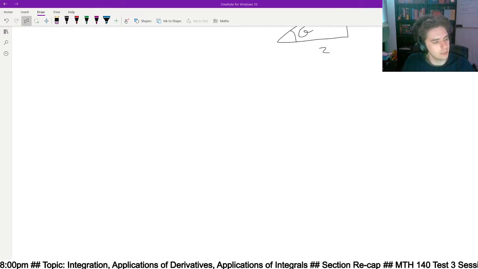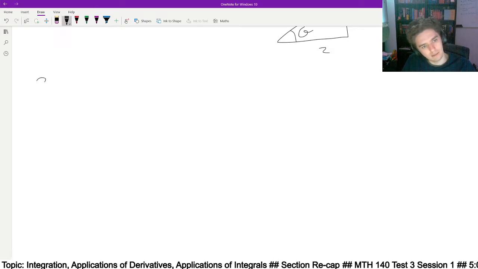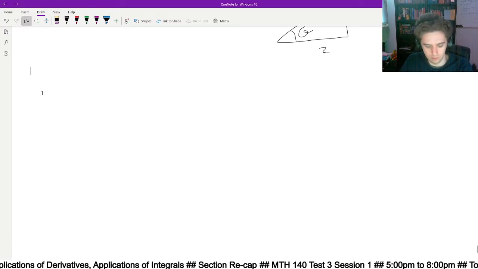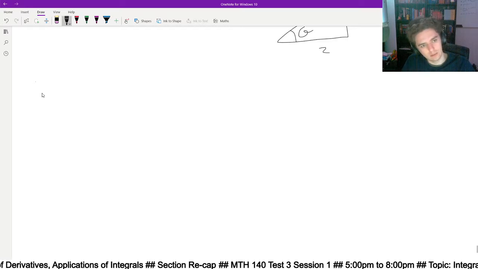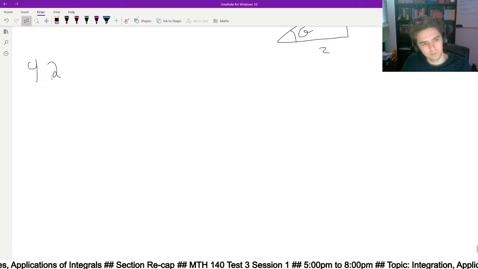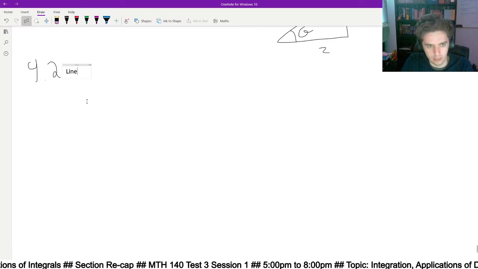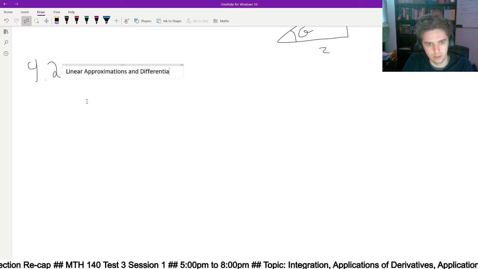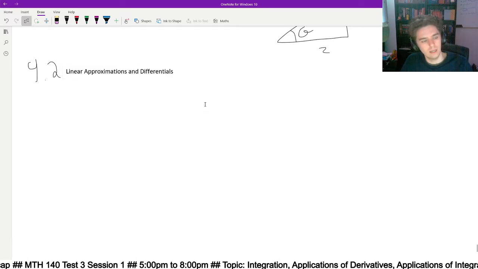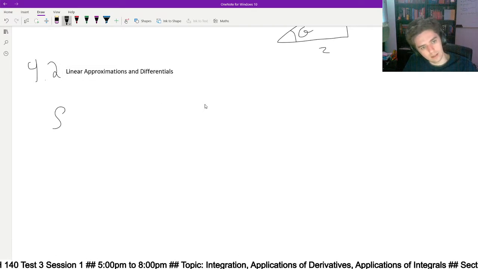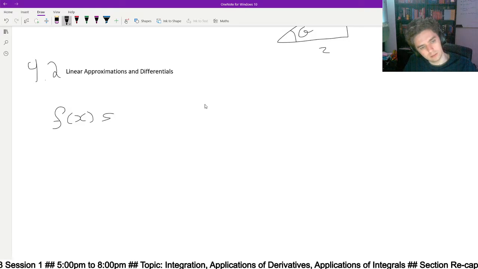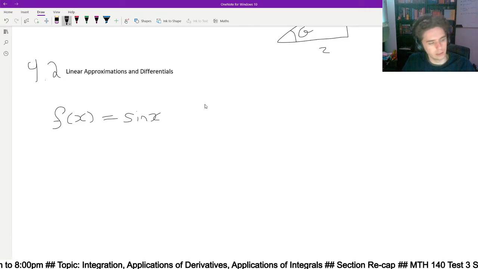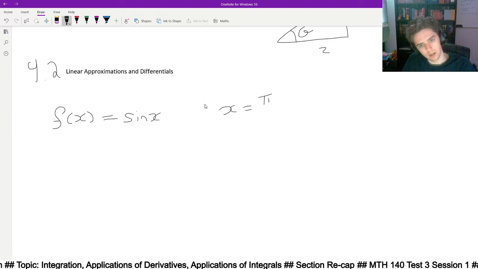Here, how about this? Find the linear approximation of f of x. Oh, so let me write this here. So this is, oh no, I'll write it in section 4.2, linear approximations and differentials. So f of x equals sine x is our function. We're approximating it at x equals pi over 3.